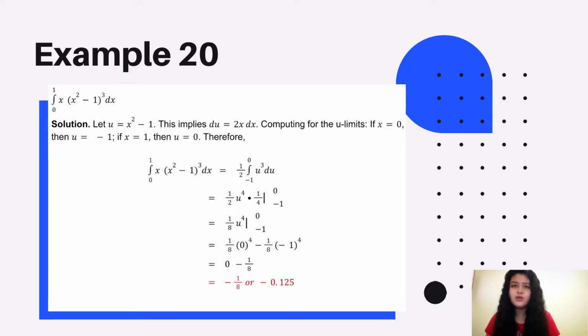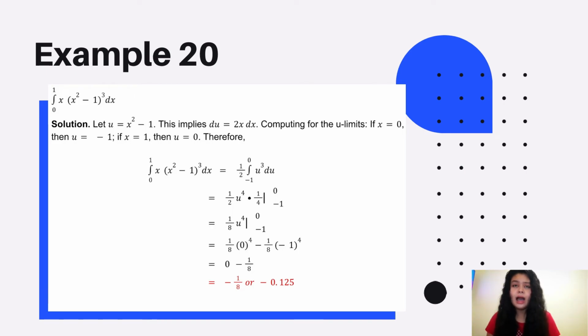If the substitution u is equal to g of x is applied, then the limits of integration x is equal to a and x is equal to b are changed to g of a and g of b respectively. The FTOC is then applied to the definite integral, where the integrand is a function of u, using the new limits of integration, u is equal to g of a and u is equal to g of b. To illustrate this method, let us consider our example right here, which is the integral of x times (x squared minus 1) cubed dx from 0 to 1.